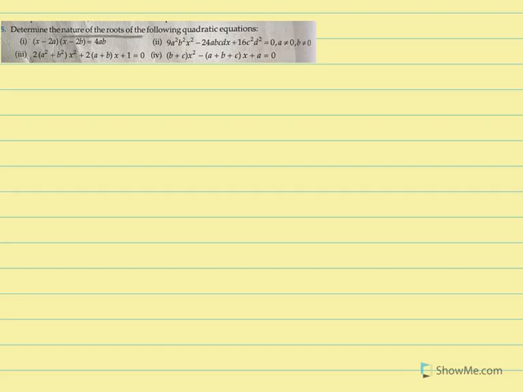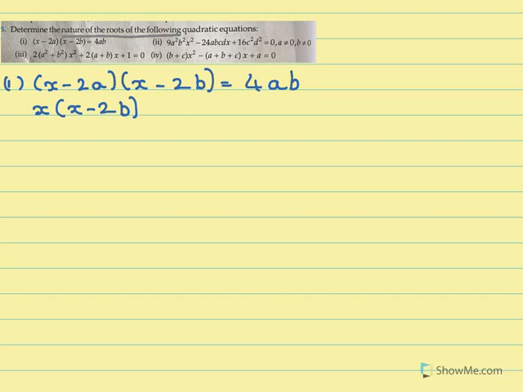Determine the nature of the roots in the following quadratic equations. We'll take up the first one, which is (x - 2a)(x - 2b) = 4ab. So here we need to open the brackets. So I have x into x minus 2b, minus 2a into x minus 2b, equal to 4ab.